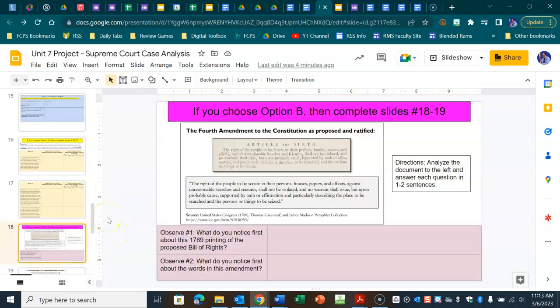If you chose option B, then you're going to complete only slides 18 and 19. You're not going to do 16, 17. You're not going to do 20, 21.